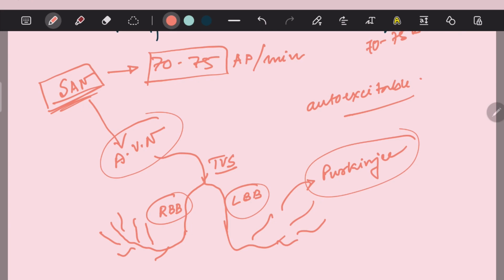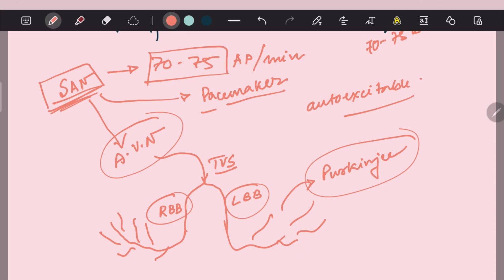But because the number of action potentials is the maximum for the sinoatrial node, it is responsible for initiating and maintaining the rhythmic contractile activity of the heart. And that is why the sinoatrial node is known as the pacemaker tissue, because it makes the pace of the heart.